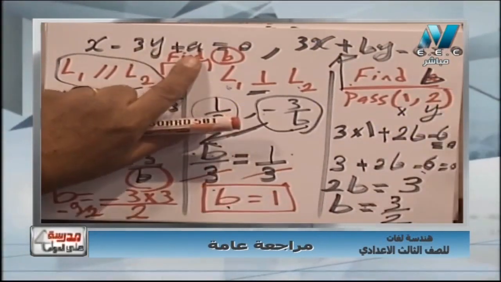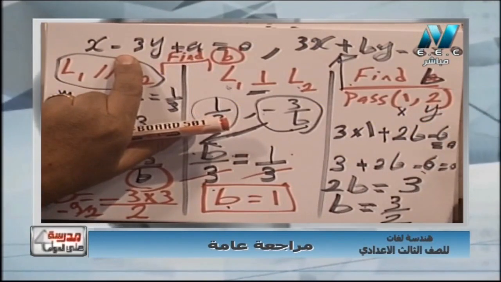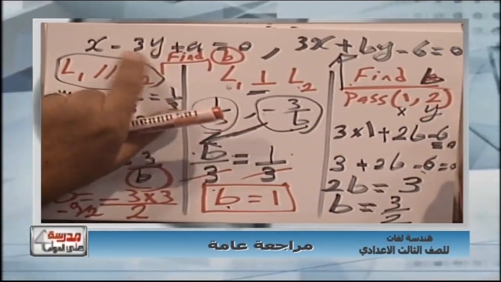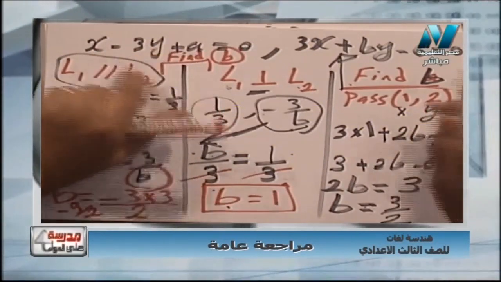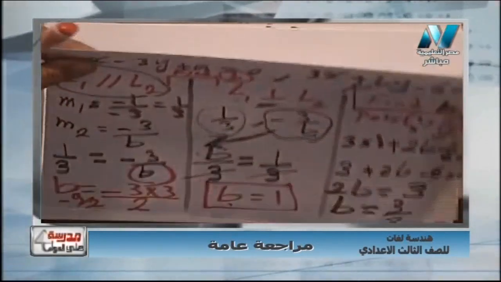If we want the value of a, do as we did for b: we put x and y from the given point when you make your substitution. The most important topic in your syllabus is the equation of a straight line, which is y equals mx plus c.